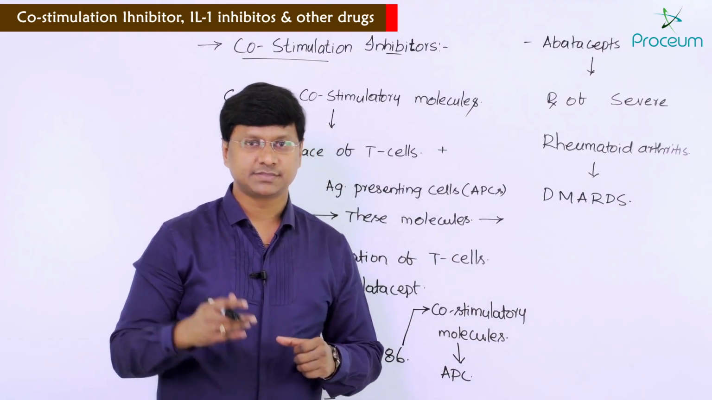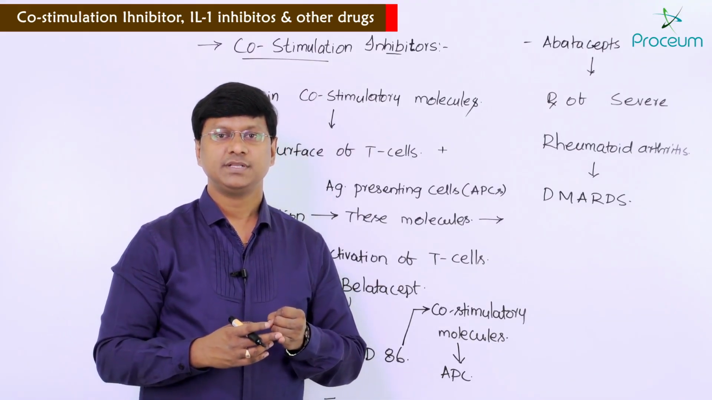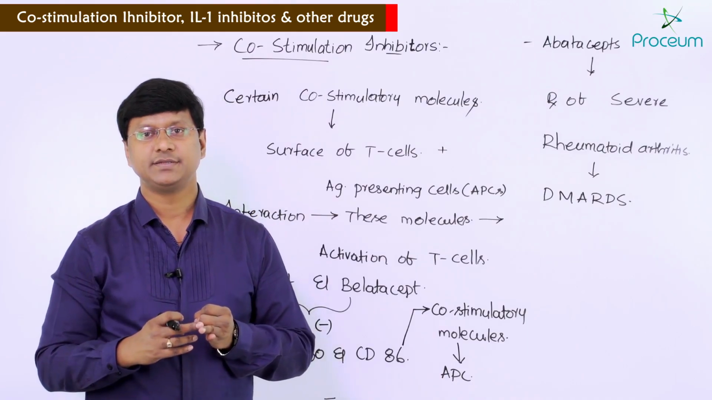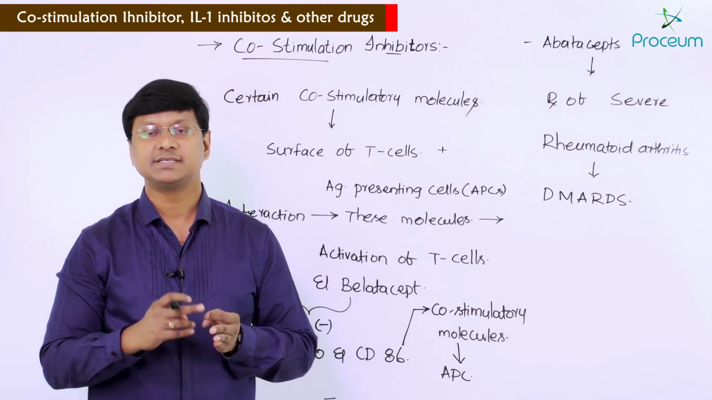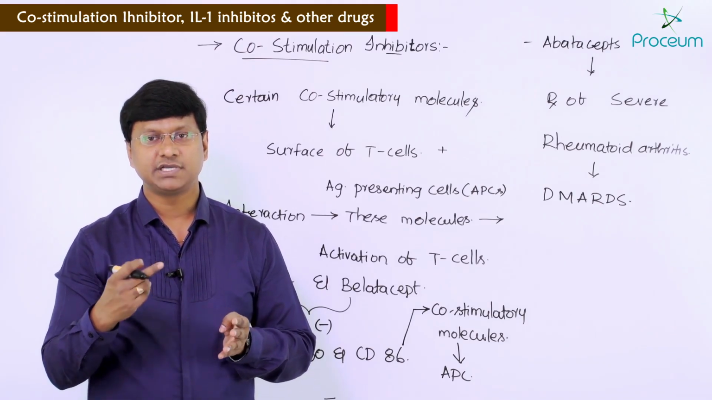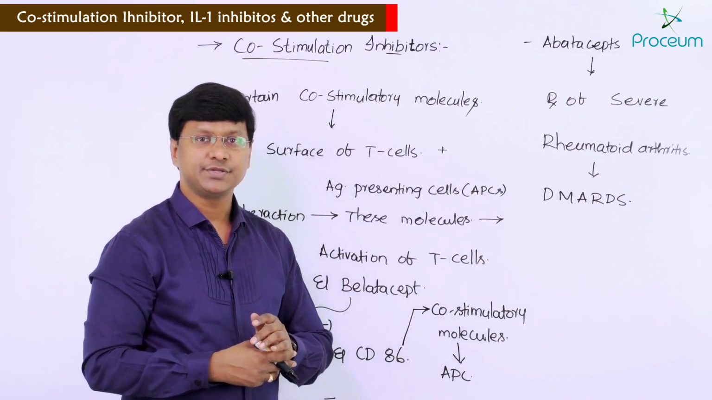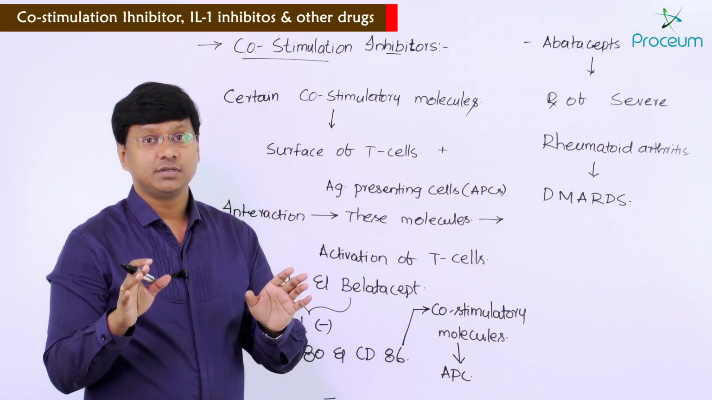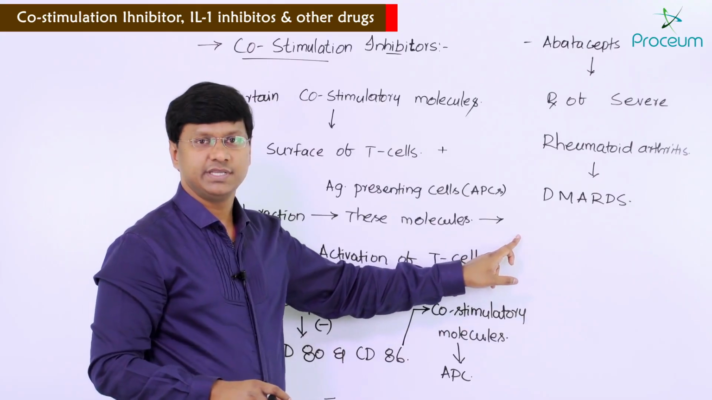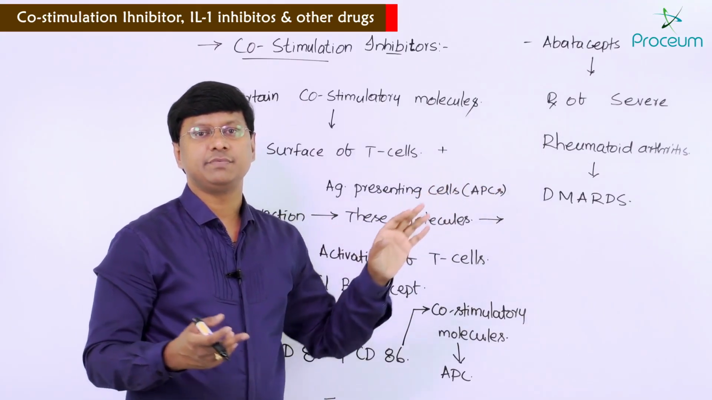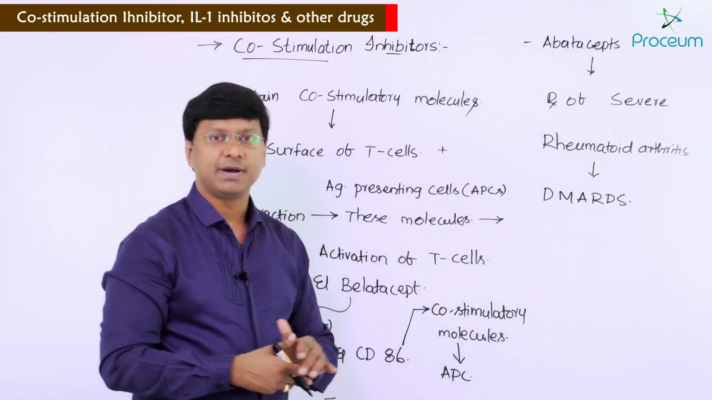Now what are your DMARDs? These DMARDs include drugs like hydroxychloroquine, leflunomide, minocycline, sulfasalazine, and gold salts. These are your DMARDs. If an individual's symptoms are not being reduced with DMARDs, in case of severe rheumatoid arthritis the individual may be resistant to these DMARDs. In such a clinical scenario, we use Abatacept.